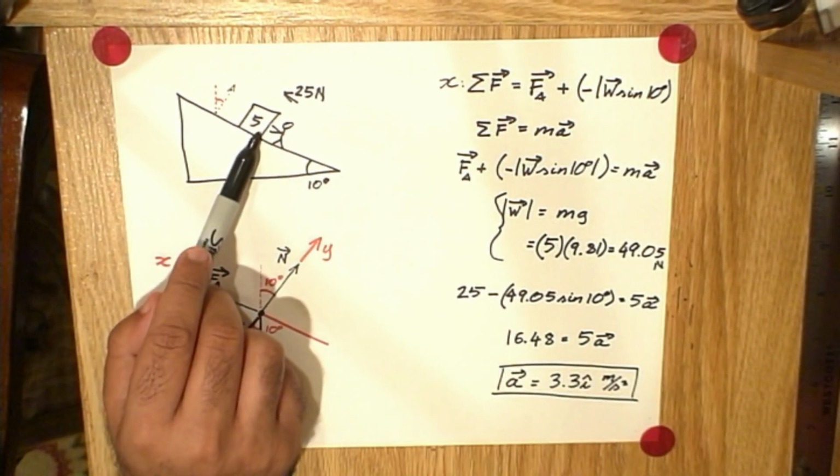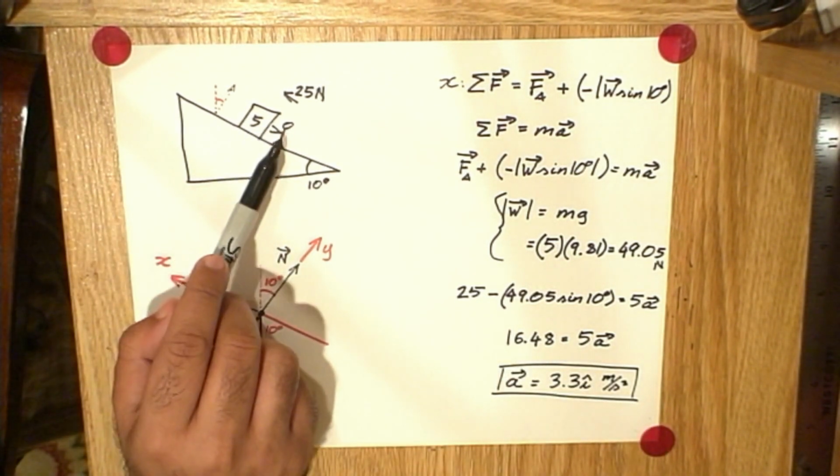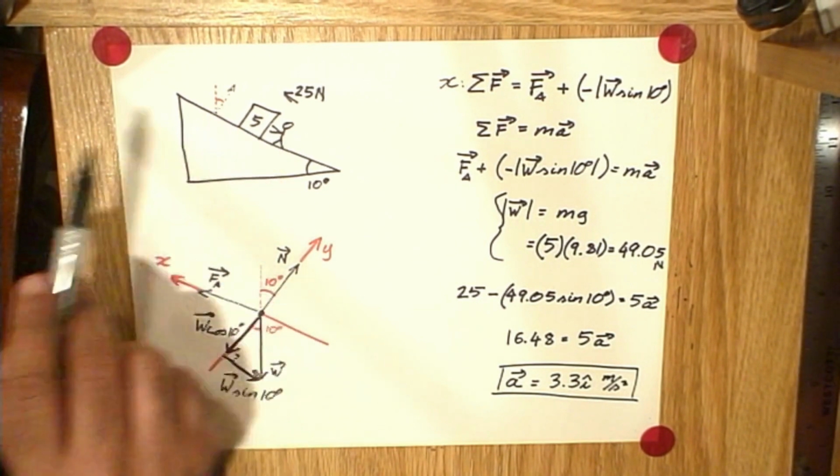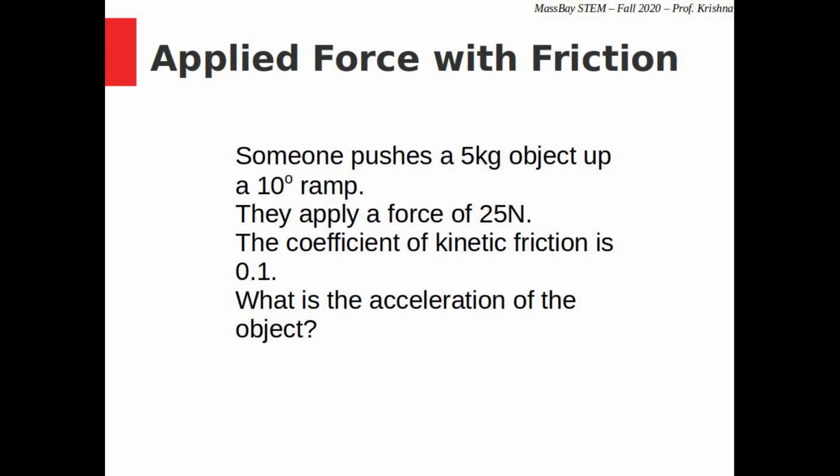This is the acceleration of the box as our hero is pushing it up the ramp. Now, let's add friction. Suppose someone pushes a 5 kilogram object up a 10-degree ramp, again applying a force of 25 newtons. But this time, the coefficient of kinetic friction is 0.1. What is the acceleration of the object?